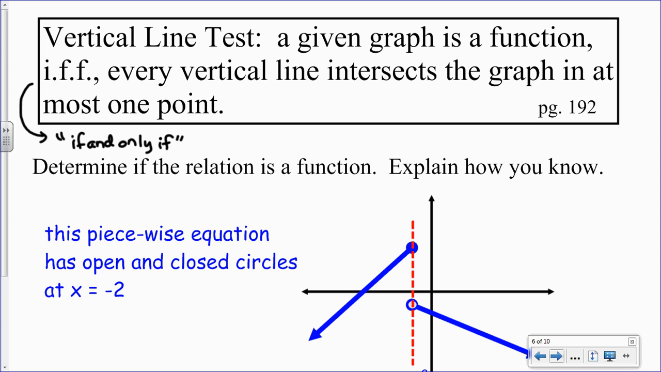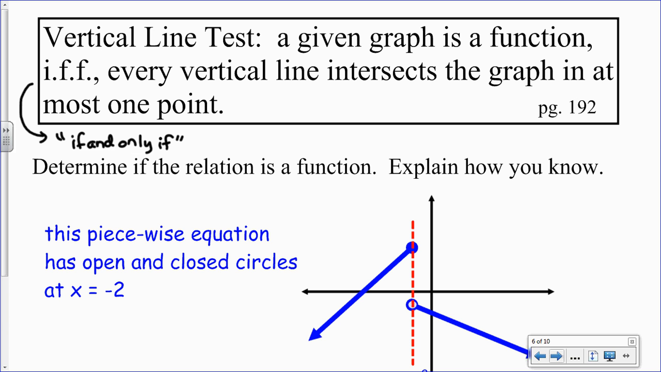So it's a function if and only if every vertical line intersects the graph at most one point. So vertical lines, no matter where you draw a vertical line, it can only go through the graph once. If it goes through more than once, then it is not a function.